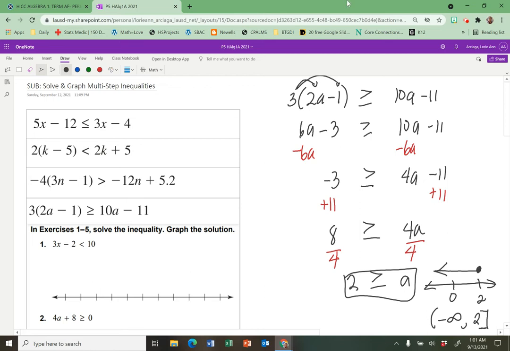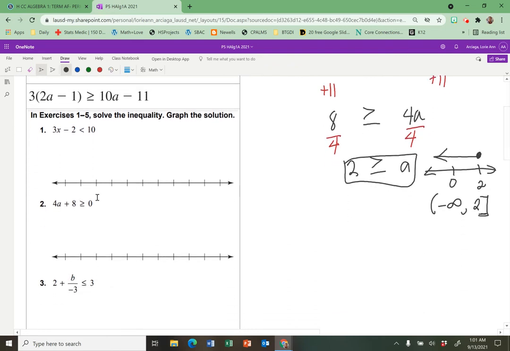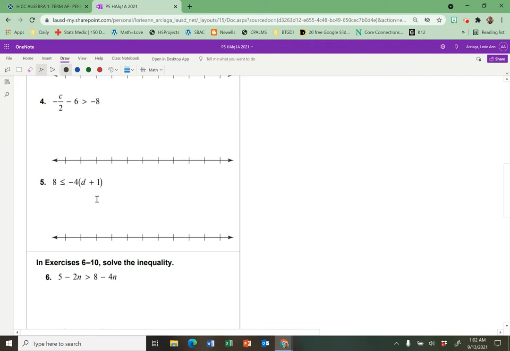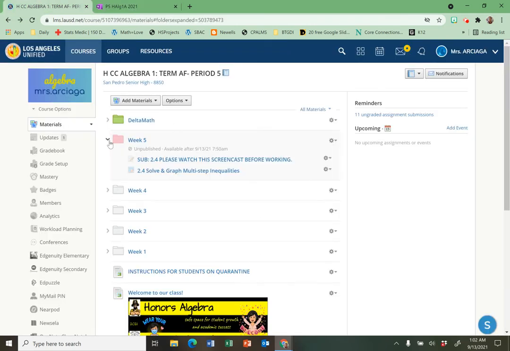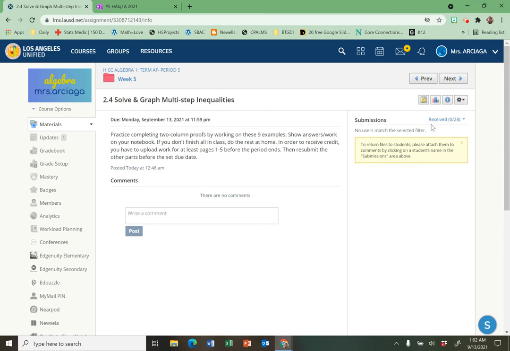Alrighty, so I think at this point you're ready to do your work. You can find your work over here. There's 10 of them. You're gonna solve and graph on your notebook right there. But when you're done, you go to your Schoology page. Okay, it's gonna publish itself when you are already in school. So you will see it here. It's solve and graph multi-step inequalities. That's where you're going to upload a picture of your work on your notebook.